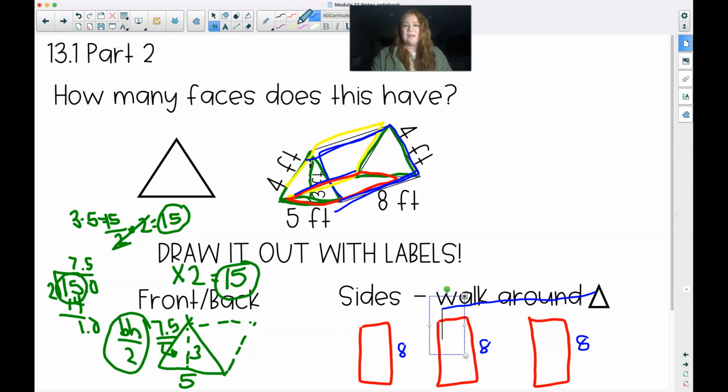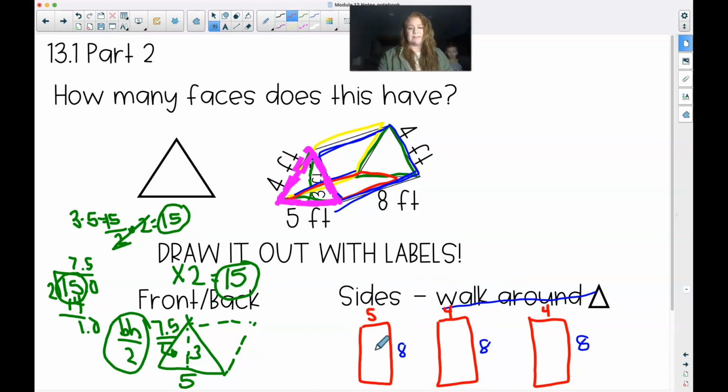Okay, so I'm going to walk around my triangle here. So here is 5, right? This side is 4. And then this side doesn't have a measurement right on it, but if I look back here, this line is the same as this one. So this is 5, 4, 4. So I do have two rectangles that are the same. So I just walk around the triangle, labeling 1 per rectangle.